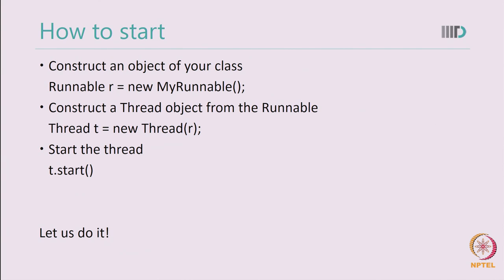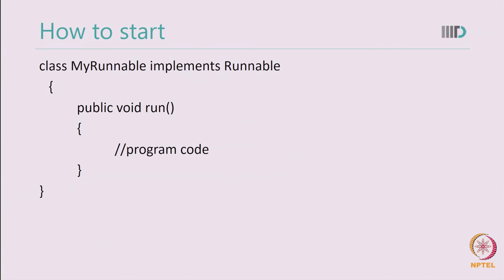So, first I can create an object of a Runnable type, then I create a thread object, and then I can start the thread. Please note that when you use the command thread.start or t.start, your control will pass to the method called run that you have already defined.